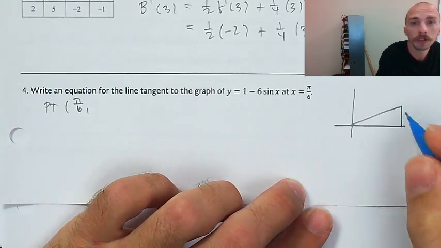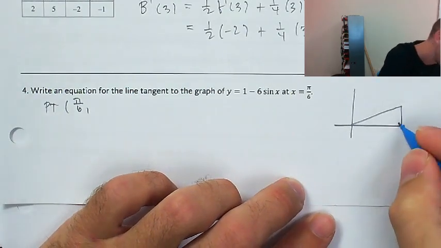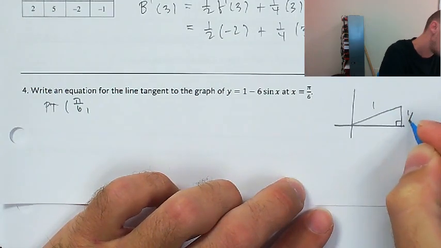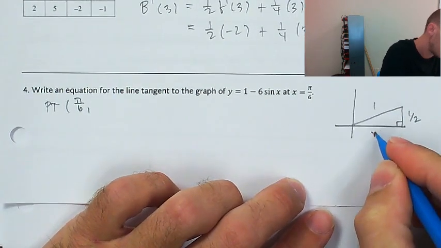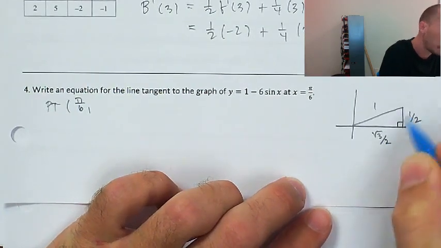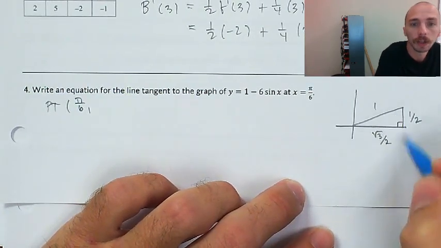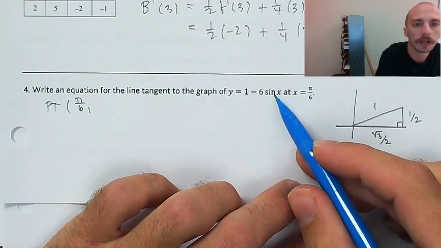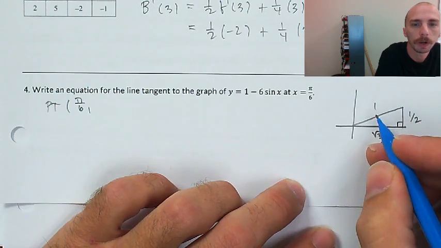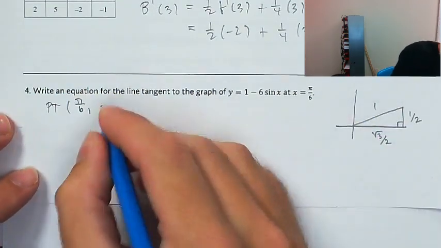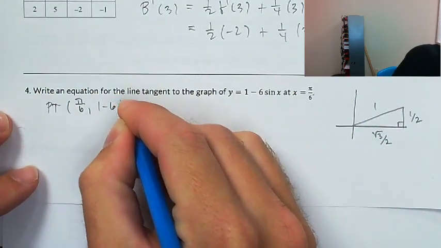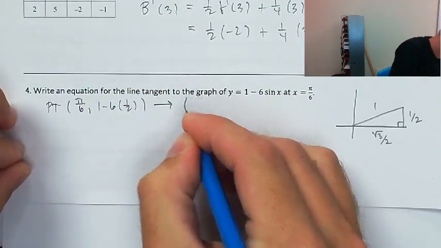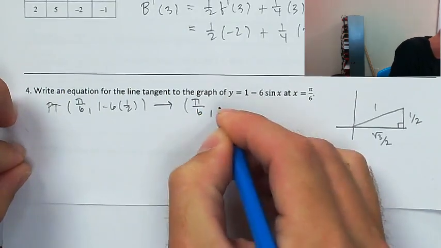We know this is 30, 60, 90 because the pi over 6s and pi over 3s are always 30, 60, 90s. And on the unit circle, the hypotenuse is always 1, the short leg of a 30, 60, 90 is a half, and the long leg is root 3 over 2. I'm going to take a second to check and make sure everything has the correct sign. Yeah, these should both be positive because we're in the first quadrant. And now I can say sine of pi over 6 is opposite over hypotenuse, that's a half. So 1 minus 6 times a half. So that would be 1 minus 3, that's pi over 6 and negative 2.